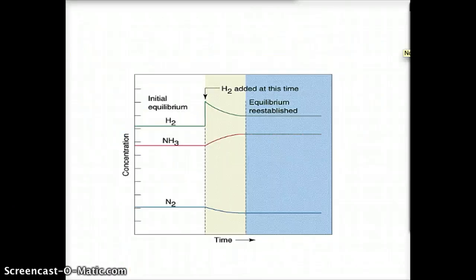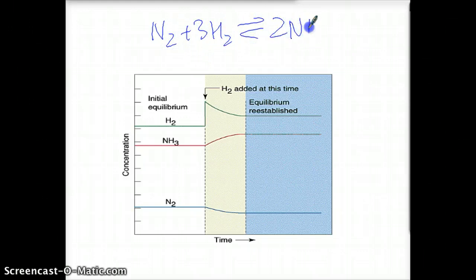We could also change, and what would that look like graphically? So we have that same reaction from before, N2 plus 3H2, equilibrium with 2NH3. If we add more H2, the graphs that you'll see assume that when it's added, it's an immediate jump. So if H2 is added, that's more reactant, so this reaction is going to shift to the right.